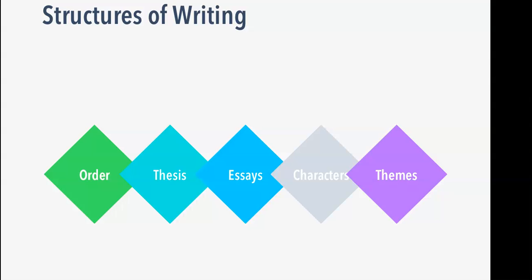All right, let's take a look at structures of writing. So we have five basic topics to talk about here. First of all, we'll look at order, such as spatial order or chronological order, making sure we know the difference between those. Basically what the thesis statement needs to include and not include. Different types of essays, types of characters, such as rounded versus flat versus dynamic. Do we know how to differentiate those? And then a little bit about themes and text complexity at the end.